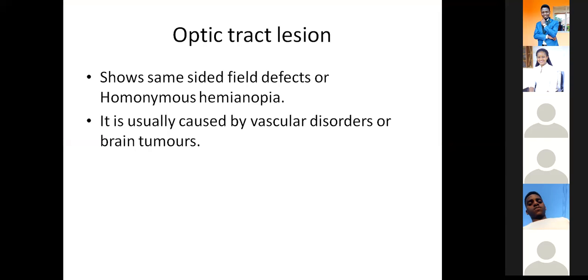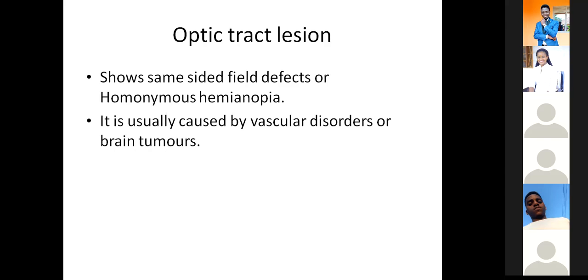The optic tract lesion shows same-sided field defects, because, as we have seen, the right optic tract contains the right temporal fibers, while it also has the left nasal fibers. That is what is found in the right optic tract, because I said the nasal fibers cross over in the chiasma. And so when they reach the optic tract, we have nasal fibers from the contralateral eye, and then temporal fibers from the ipsilateral eye. So on the right optic tract, we have the right temporal fibers, left nasal fibers.